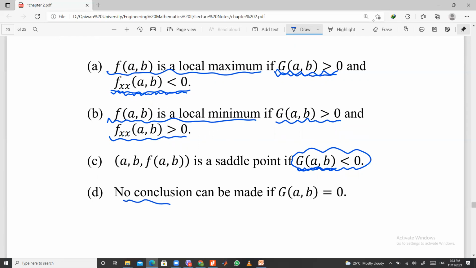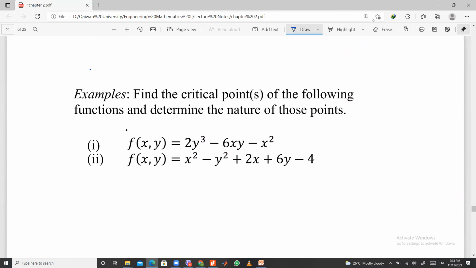And we have no conclusion if g of AB is zero. If g of AB is zero, then the critical point is neither of the above ones. Neither maximum, nor minimum, nor saddle point. Here we have some examples. For these two examples, we should find the critical points and then determine the name of those points.